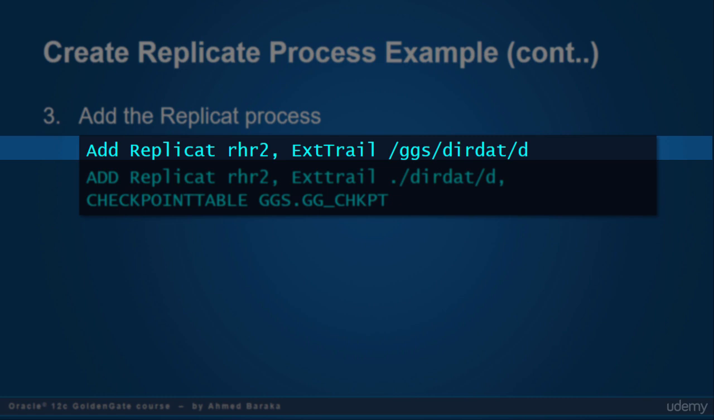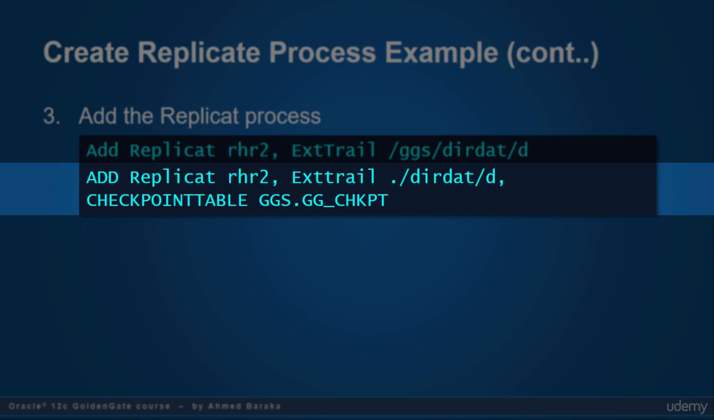If there isn't any checkpoint table defined in that file, the replicate will operate without using any checkpoint table. The second example creates a replicate process with the same name and trail files, but it uses the checkpoint table that is specified in the command.